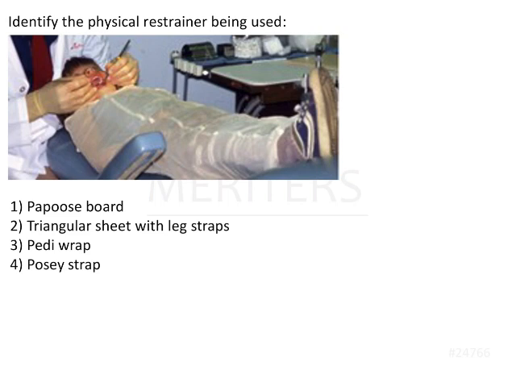This is an image-based question and they're asking us to identify the physical restraint that is being used. The options are papoose board, triangular sheet with leg straps, pedi wrap or a posy strap.